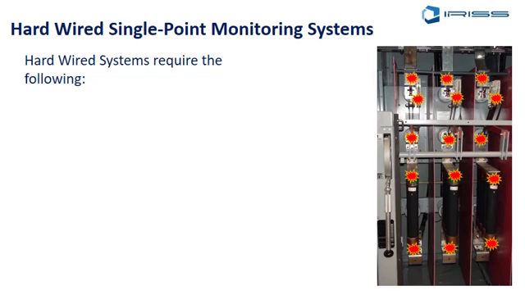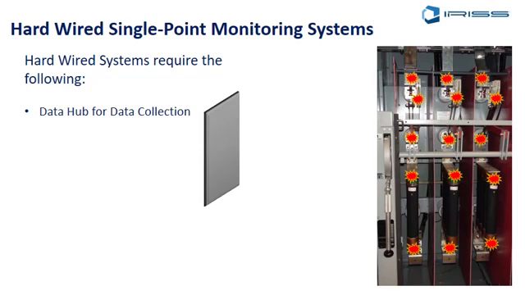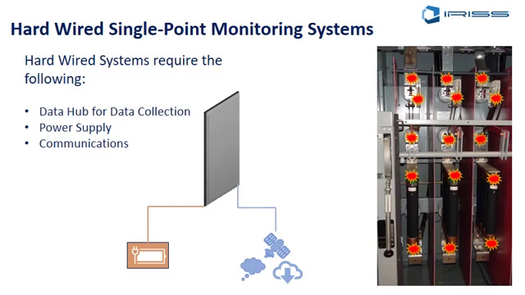First and foremost, a hardwired single point monitoring system requires the following. You're going to need a data hub for collection, where you plug all of the temperature measurements back into. You're going to need to provide a power supply for this data hub. You're going to need to provide communications, such as plugging into the intranet, or a GSM or Wi-Fi connection. All of these will need providing.